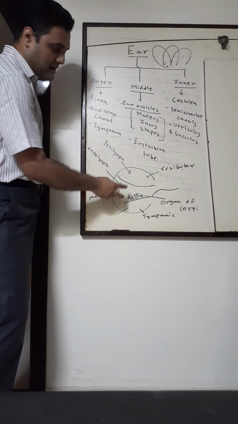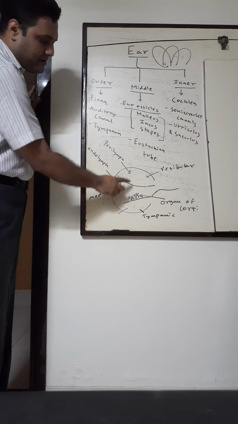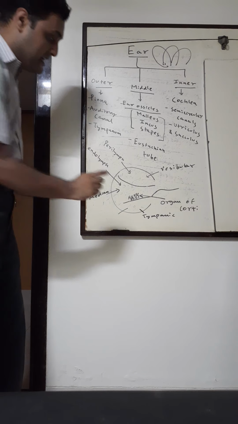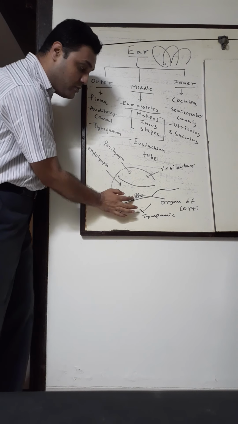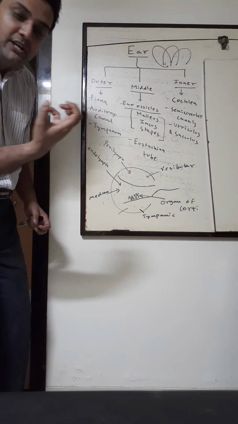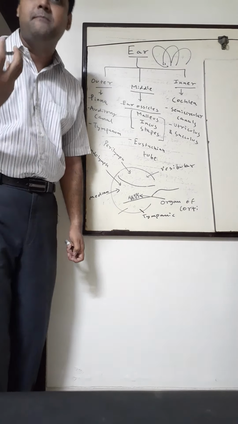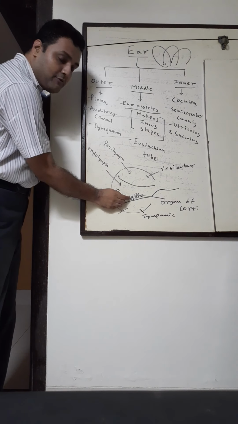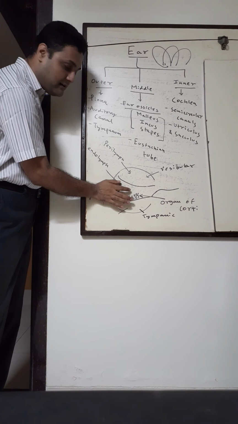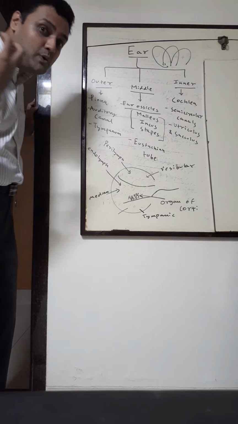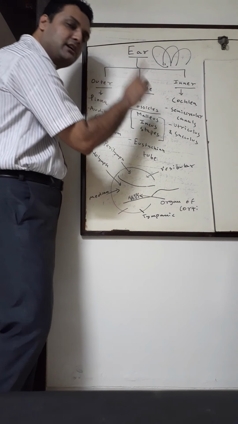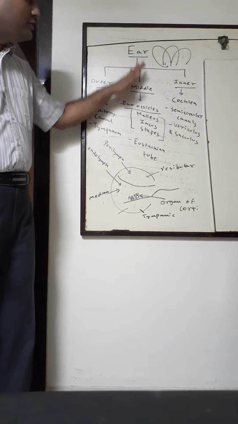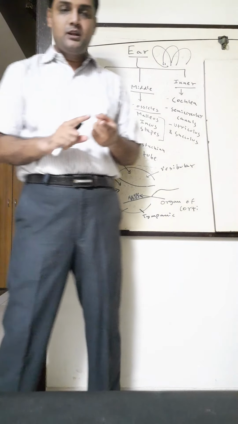Very important children. When the vibrations reach the cochlea, first the perilymph vibrates, then the endolymph vibrates. Children, this organ of Corti picks up these vibrations of the endolymph and converts them into impulses. So it is the actual audio receptor. The impulse has to be taken to the brain by the auditory nerve. So I hope children you've understood this properly.